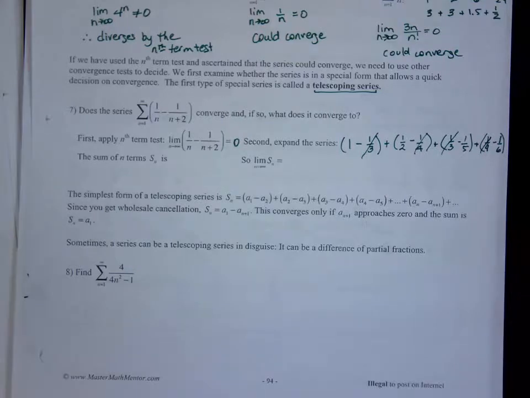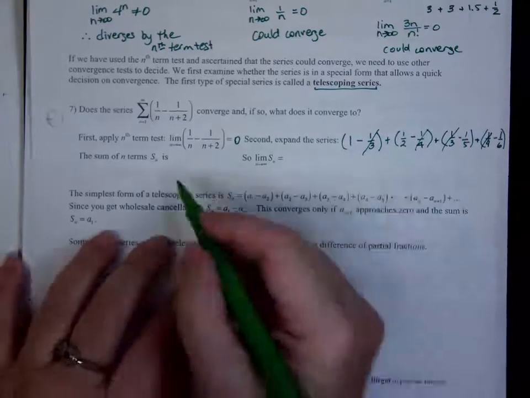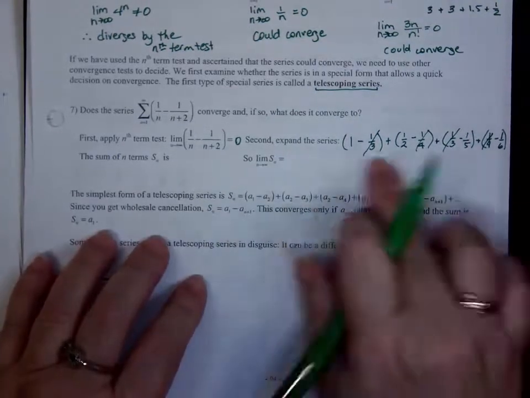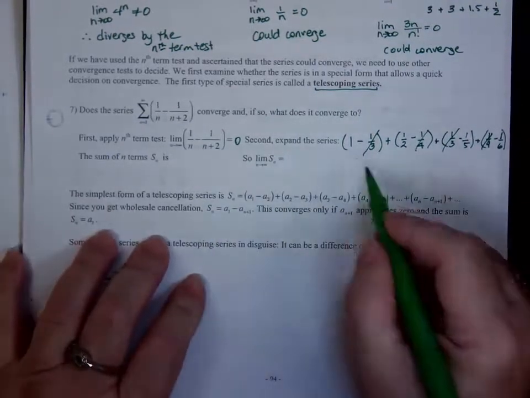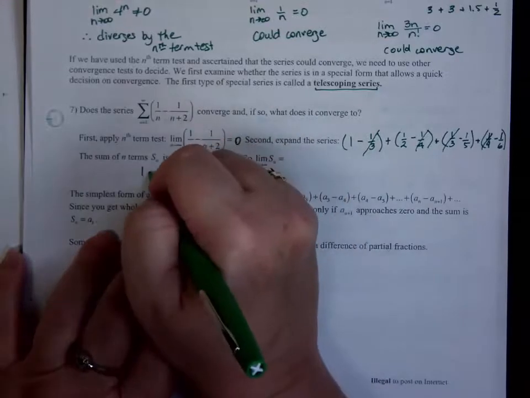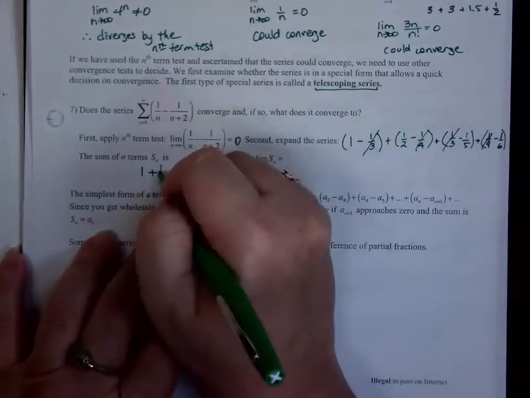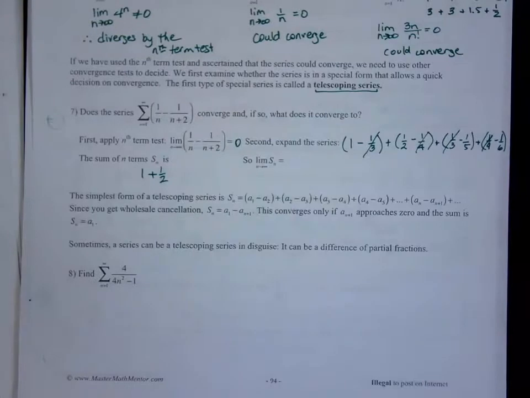Okay? And when you're done, when you get to the end, you eventually get to a point where you only have a couple things left on the end and a couple things left on the beginning, and that's it. Sometimes it's only 1 and 1. So, what's going to be left on the front end of this thing? 1. The 1 is, and the 1/2. Nothing's going to cancel with the 1 or the 1/2.